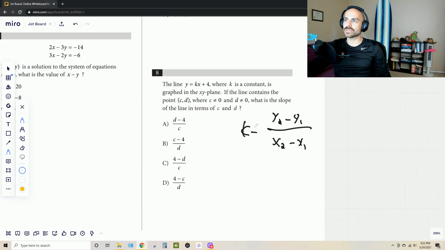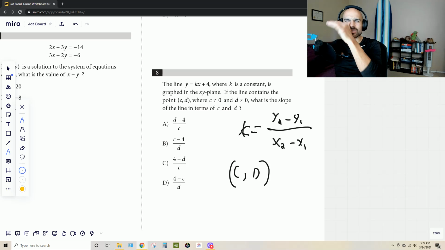K equals this expression. And the reason we want to write it out this way is because we have to think about some of the values that they've given us. And now we also want to use values that they haven't given us very directly. And one value that they gave us for two coordinates is c and d. So we know that there's a coordinate pair that goes by c and d.